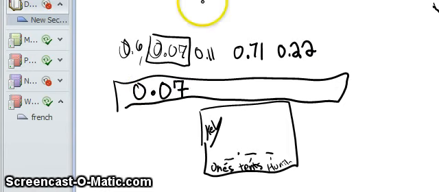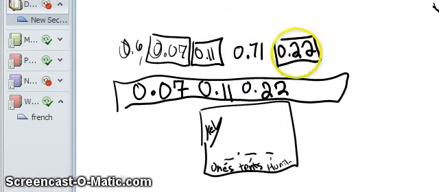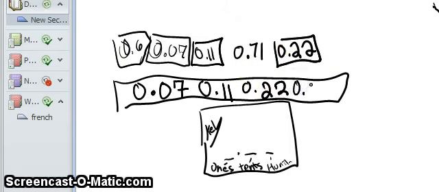Then you go to 0.11. Do you see any with 1 in the first number? No? So it's the second. Then you go to 0.22. None of the other ones are 2, so 0.22. Then it's 6 or 7, so you go 0.6 and then 0.71. And you have the correct answer, so let's enter it in and see if we're right.